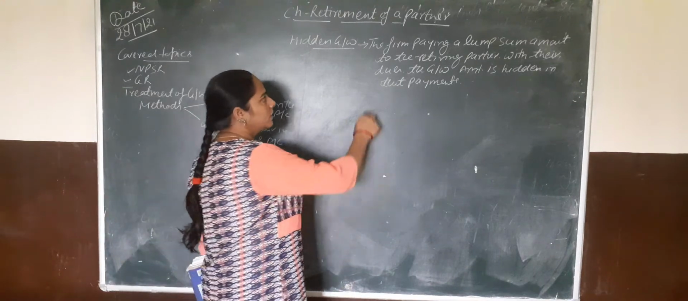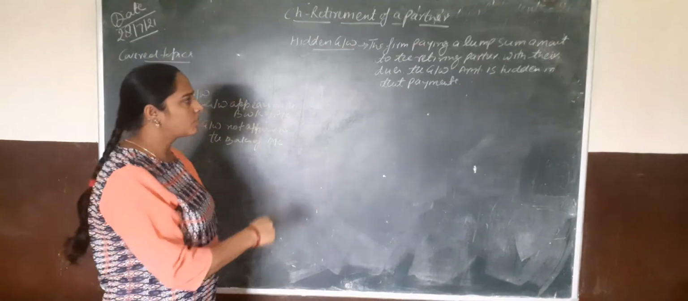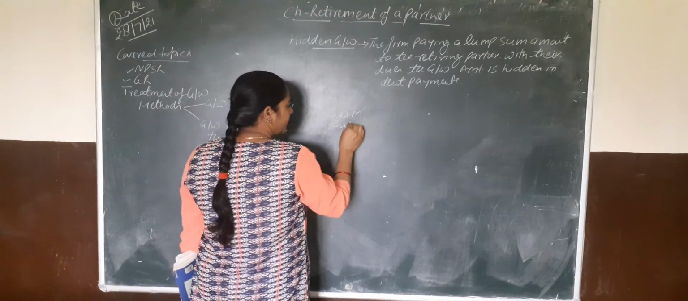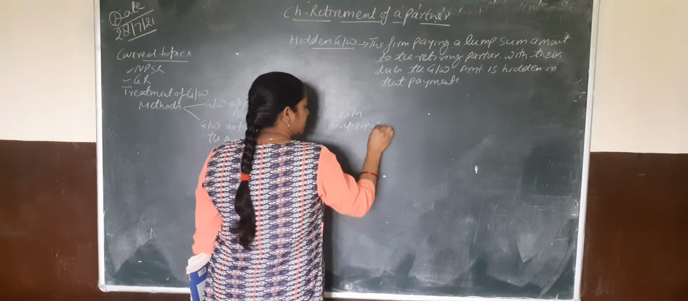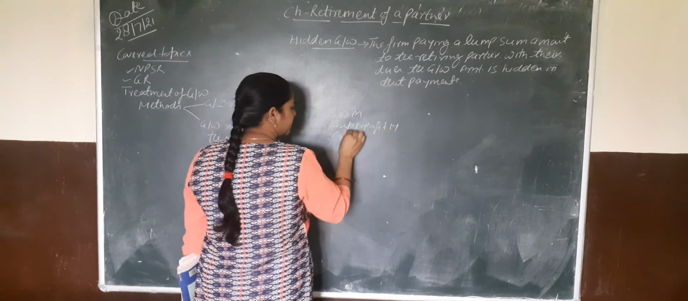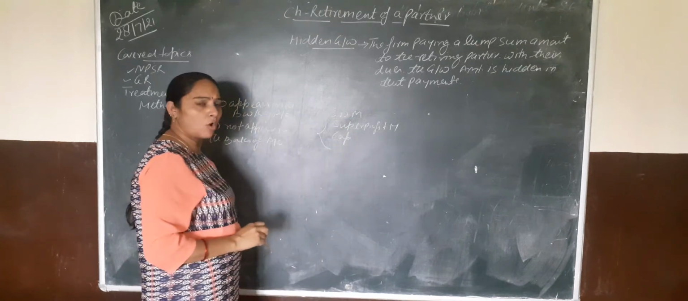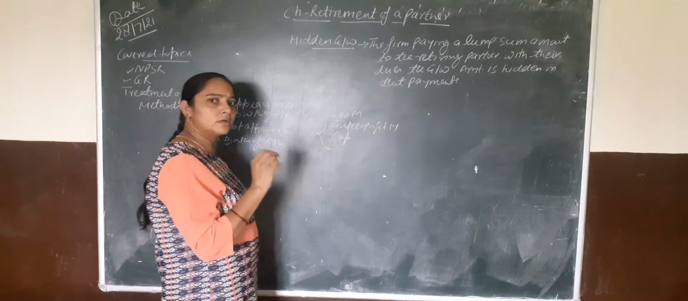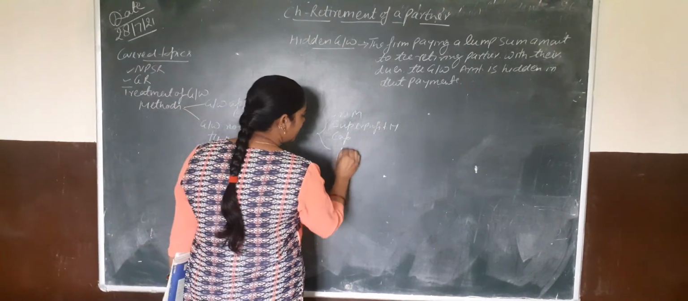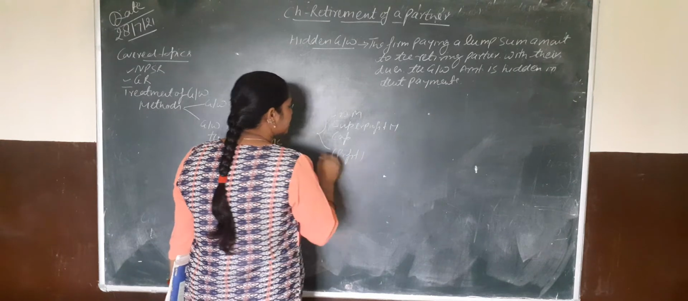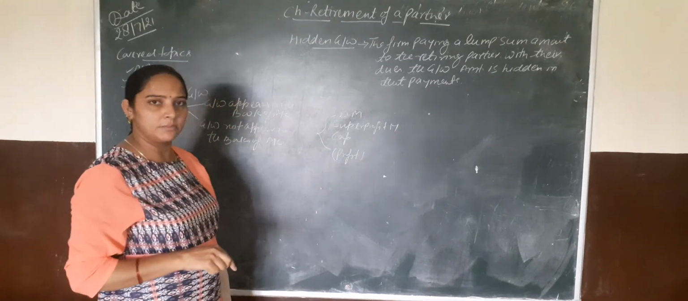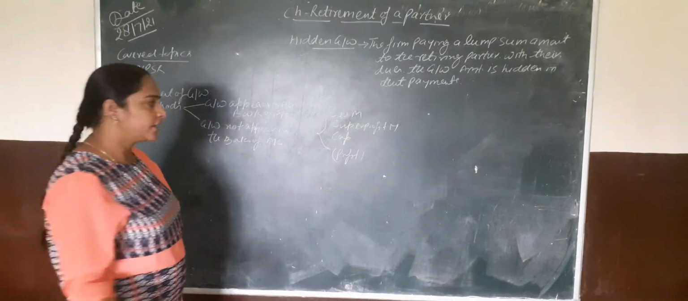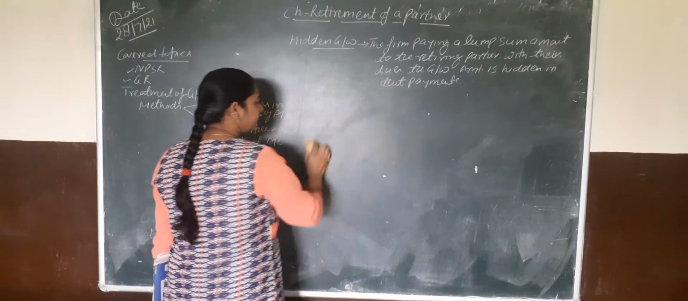So children, hidden goodwill: we have already discussed this topic according to the simple average method, super profit method, and capitalization. In this concept we use different types of numerical questions, and we will calculate the goodwill amount as hidden in the profit. We have already discussed hidden goodwill at the time of admission of a new partner, but this concept is also used in the retirement of a partner. So today I will discuss this.